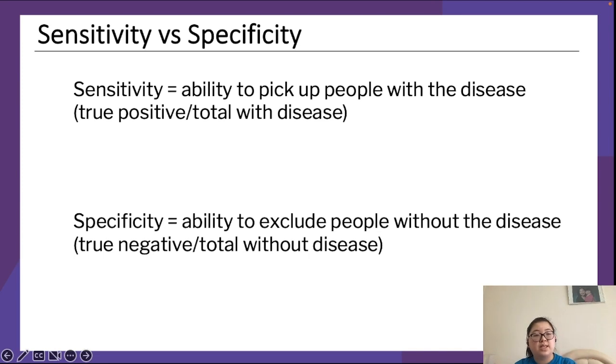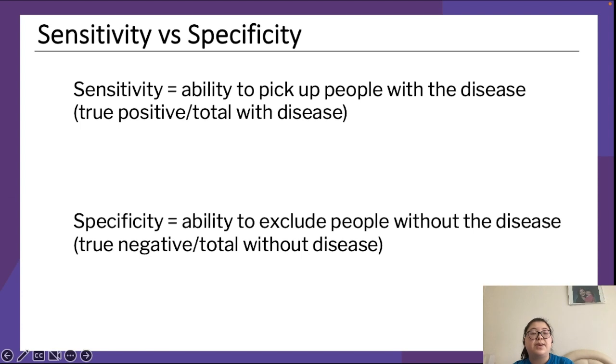How we determine sensitivity is we divide the number of true positive people by the total people with the disease. That gives you the percentage of people with the disease who were found to be positive. So if I have a 70% sensitivity, that means that 30% of my people are being missed, right?